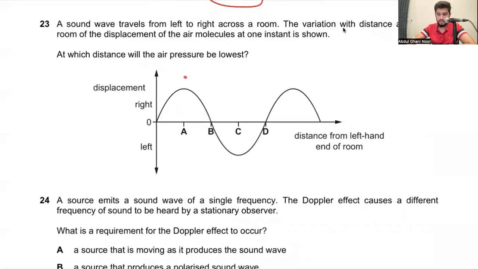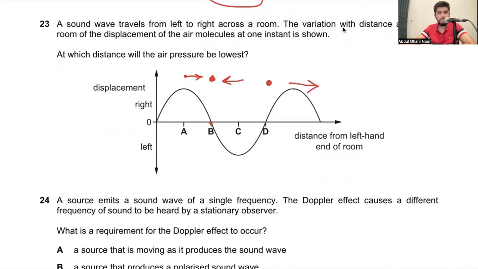At point A, the particles are to the right. At point B, the particles are not moving. At point C, the particles are to the left. At point D, once again, the particles are not moving. They're at the mean position. The displacement is 0. And at this point, the particles are to the right.